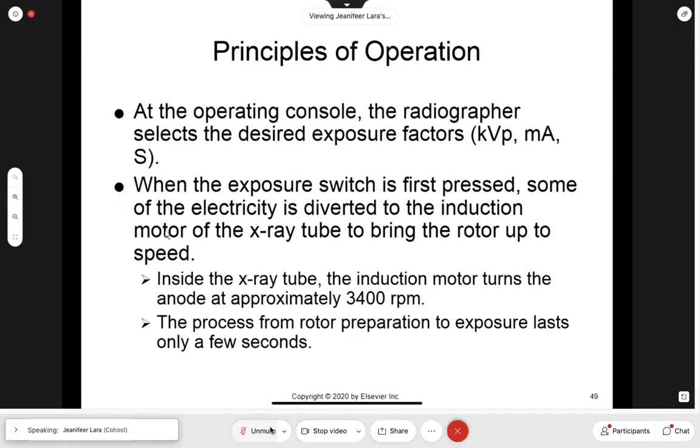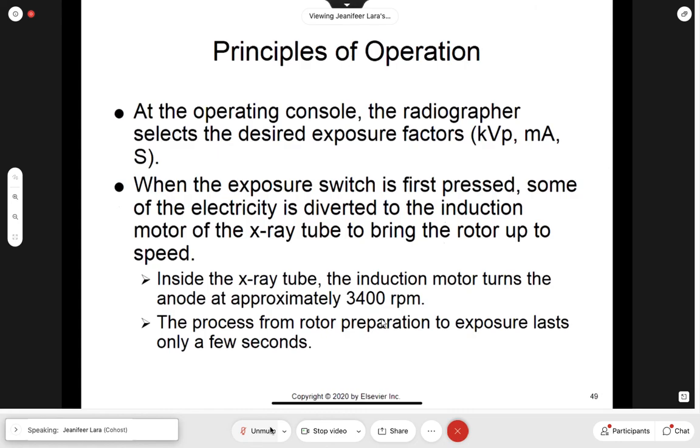When the exposure switch is first pressed, there are two phases. We're on the first phase. Some of the electricity is diverted to the induction motor. What is the purpose of the induction motor? The induction motor is getting the rotor to turn. If it turns the rotor, then our anode disc is also turning. So the purpose of the induction motor is to turn our anode disc. In phase one, the induction motor brings the anode up to about 3,400 RPMs. We are not releasing x-rays yet. We have just used the electricity to get the induction motor operating. Got it?